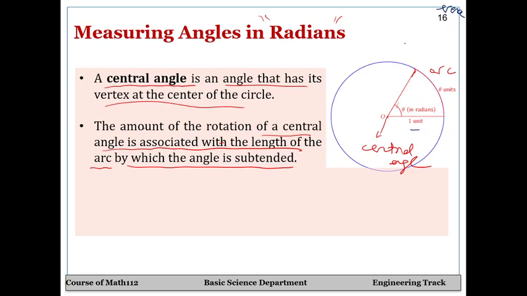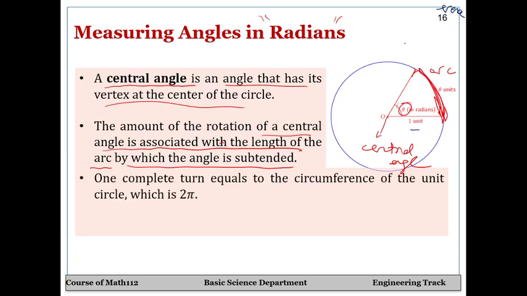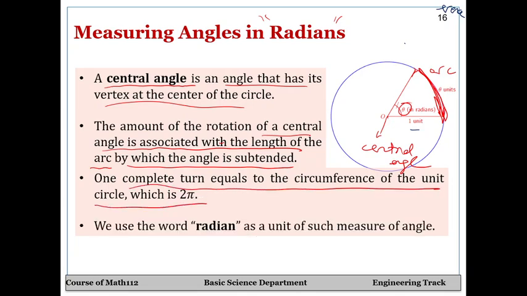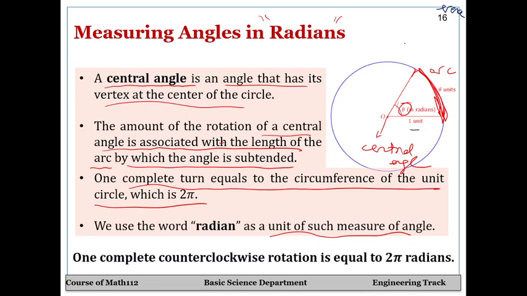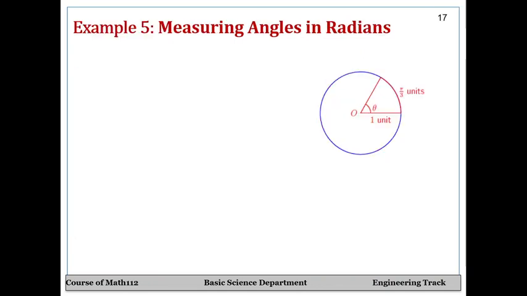Now we are trying to measure the arc length. So when we measure this one, we will say it's equal to the same number here. One complete turn equals the circumference of the unit circle, which is 2 pi, and we will use the word radian for the unit of such measure of angle. So one complete counterclockwise rotation is 2 pi radians. When you calculate the perimeter here, it will be 2 pi. So you say one complete turn is equal to 2 pi radians.